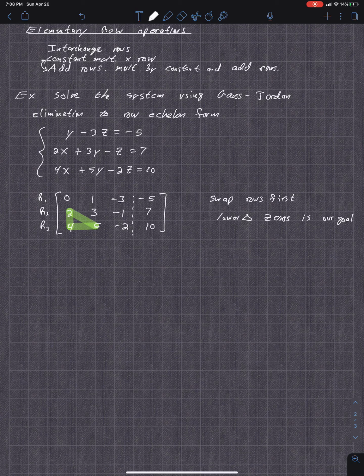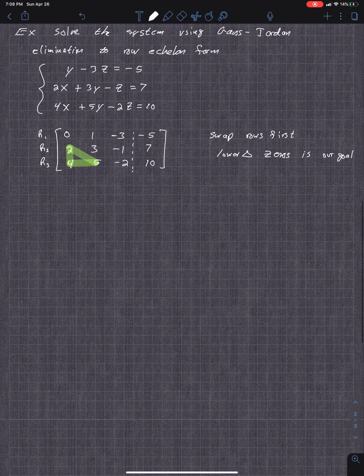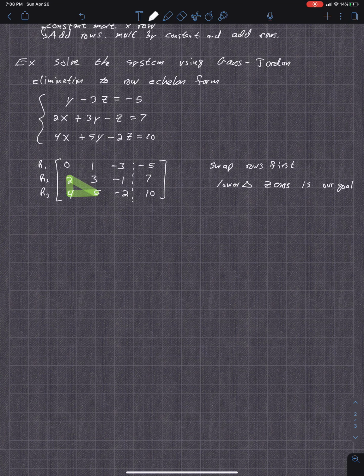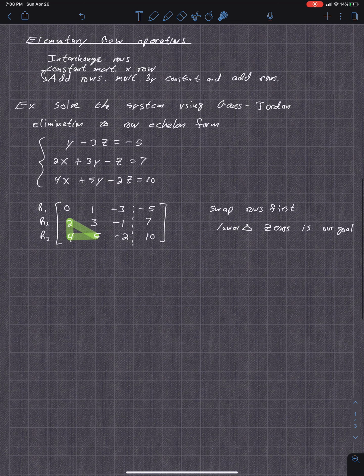And the first thing we're going to do is just swap the first two rows, and then we will talk about that from there. Our goal is to put zeros in the lower left-hand corner. So basically do these row operations so that this lower left-hand corner is all zeros. Okay, that's called row echelon form. So our goal is to get it into what's called row echelon form.